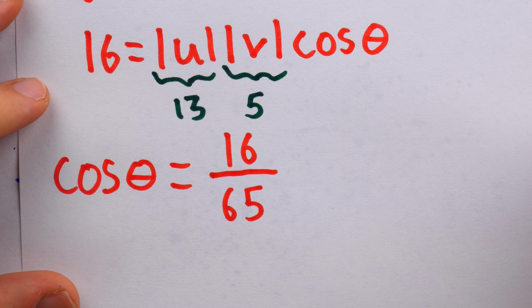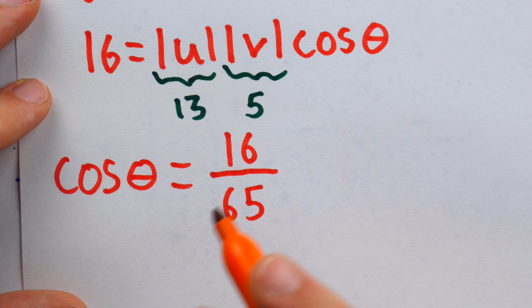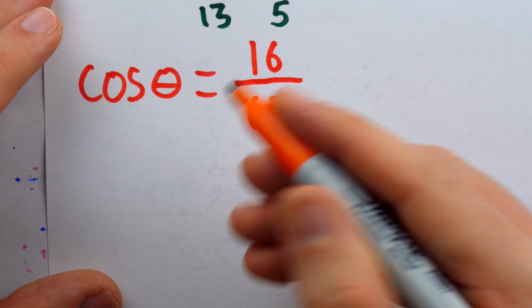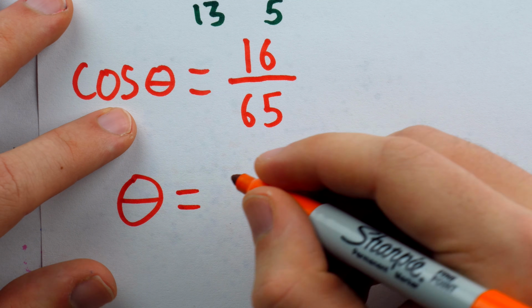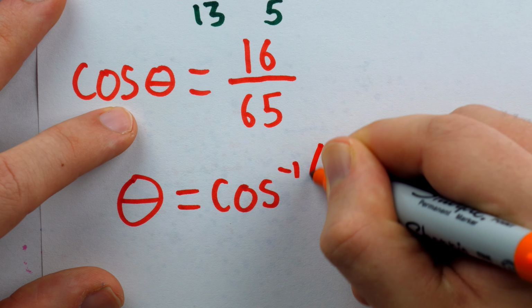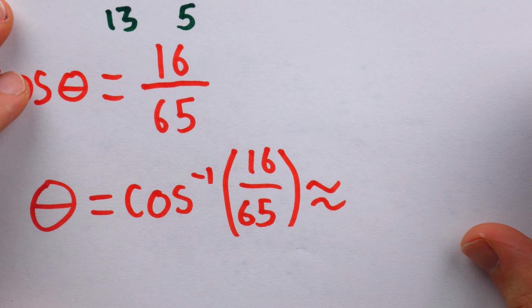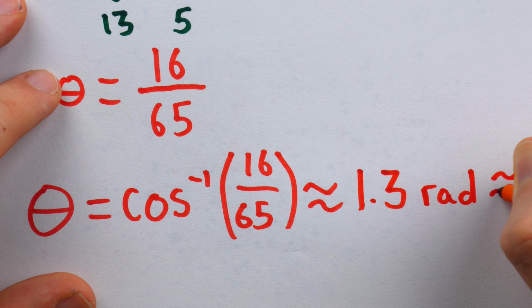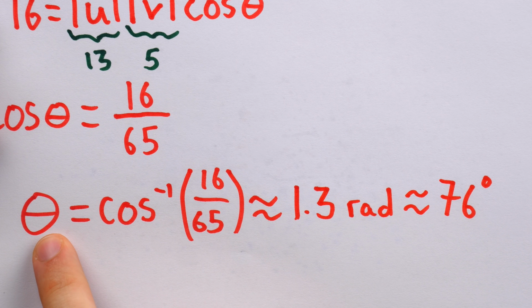And then, just like division undoes multiplication, there is an inverse function for cosine called inverse cosine, or sometimes arc cosine, and you can find it on a scientific calculator. We can take the inverse cosine of both sides here to find the angle theta between the two vectors. Theta is going to be the inverse cosine of 16 over 65. And if we punch this into a calculator, we find that the angle between the vectors is about 1.3 radians, or if you prefer degrees, it's about 76 degrees. Thus, you see from the dot product, we're able to find the angle between two vectors.